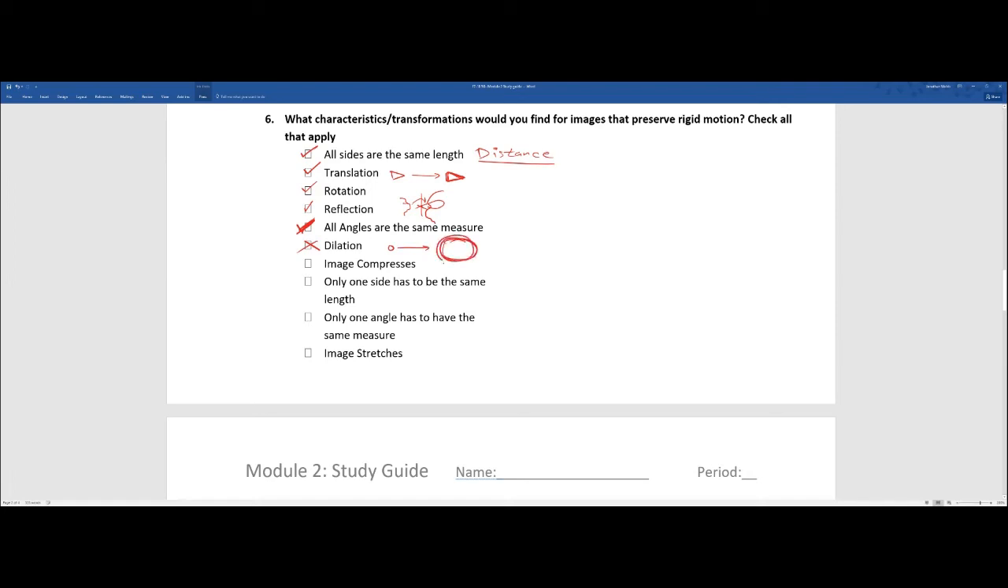That does not preserve rigid motion. Otherwise, your spaceship just blew up or something. Who knows? All right, image compresses. Okay, so let's say you go into your teleportation machine, and then you come out and you're just like, Honey, I Shrunk the Kids. No.